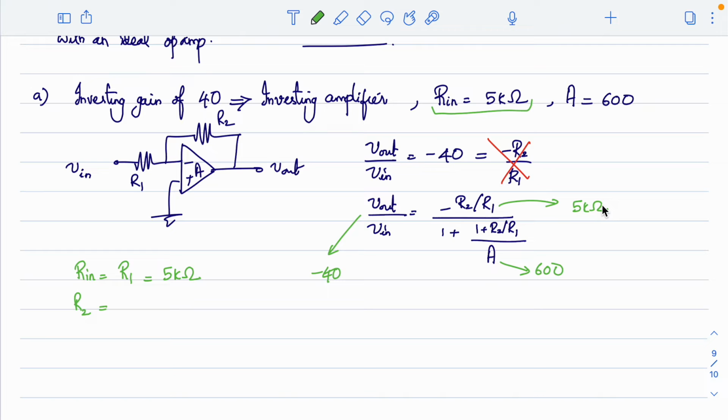Can I quickly tell? Yes, R2 value is 214.664 kilo ohms. 214.6 is the R2 value. So now the circuit is designed, right? So this is 5K and this is 214.6K. So the circuit is designed. Now read the rest of the question.